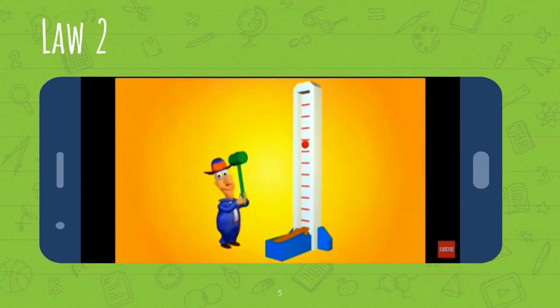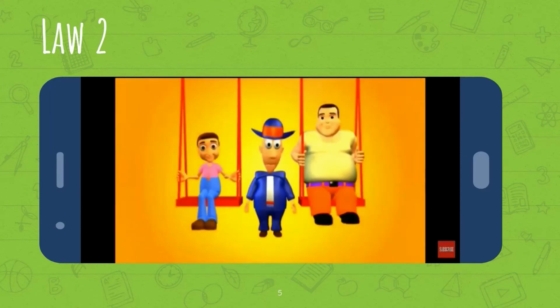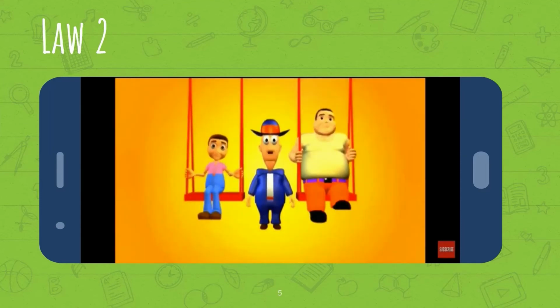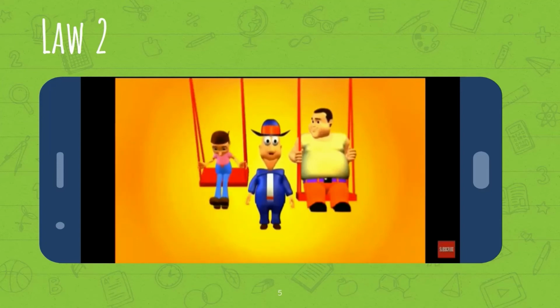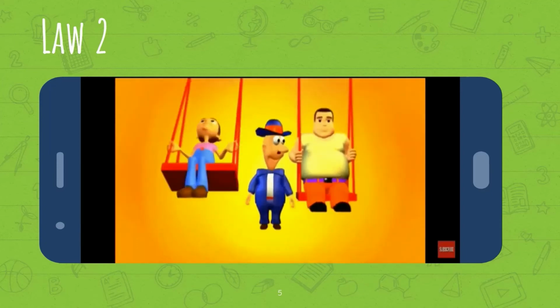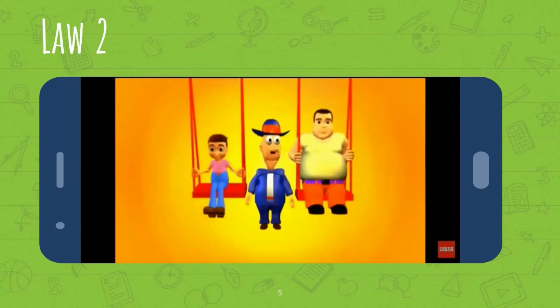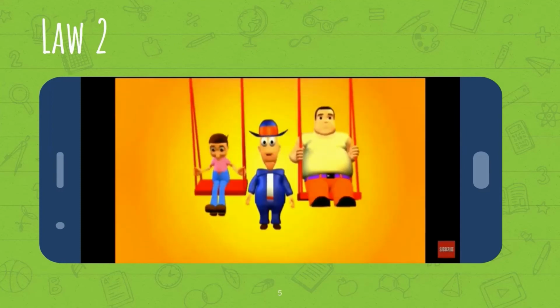Look at the two swings. If you apply the same force to the swings, let's check which goes faster. Let's first push the little kid. See? It goes very high. Now push the fat man with the same force. See, it does not go very far because it has more mass than the little kid.